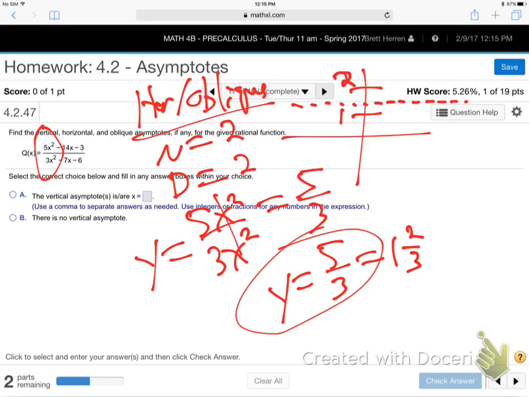Because the numerator and denominator in their tug-of-war will tie. And the numbers in the front, 5/3, will determine the landing point, the flattening out line. The graph will eventually flatten out like that. Good? Questions on that? Sure, a lot of screen flickering today.